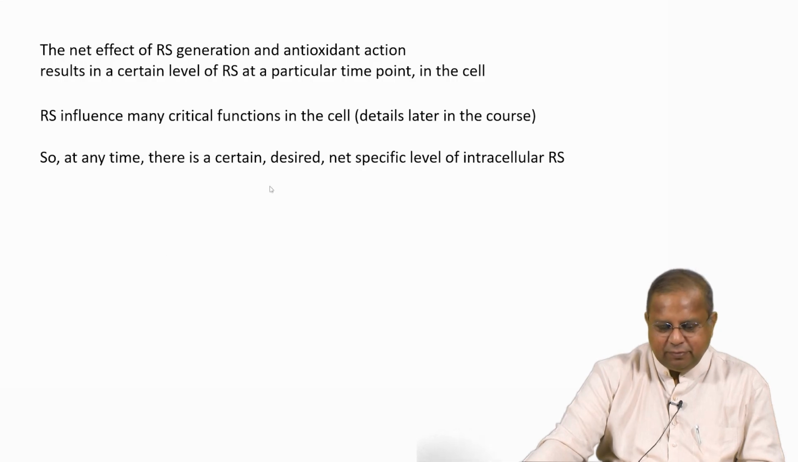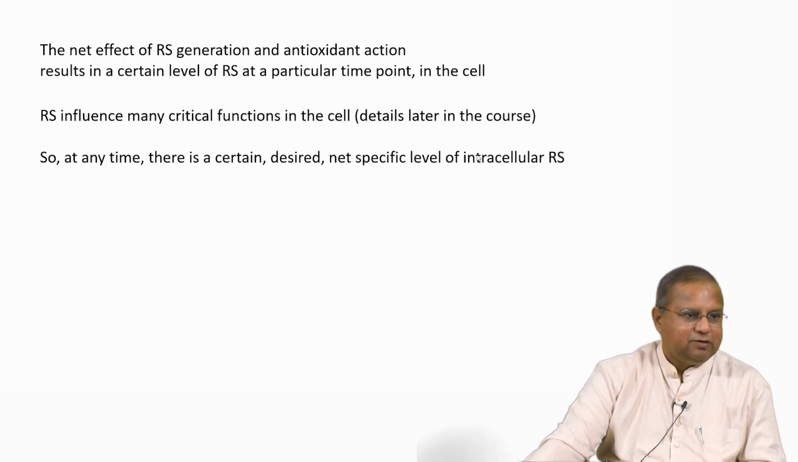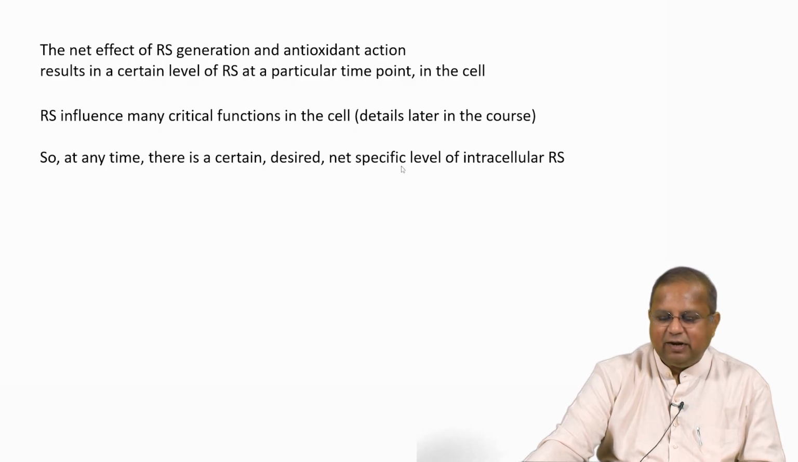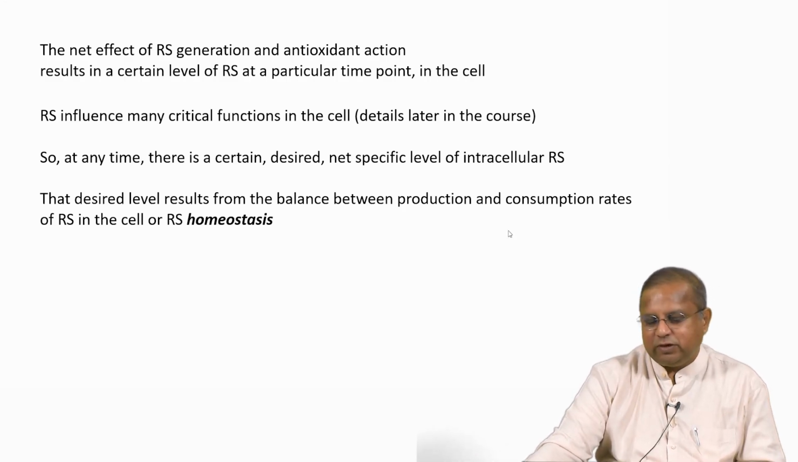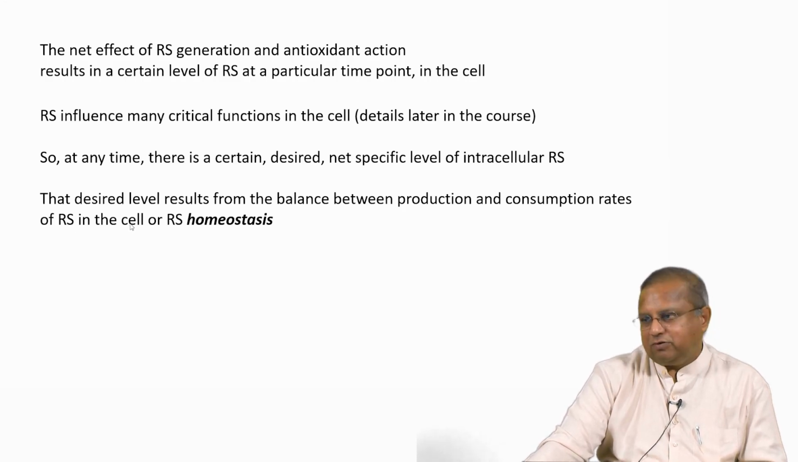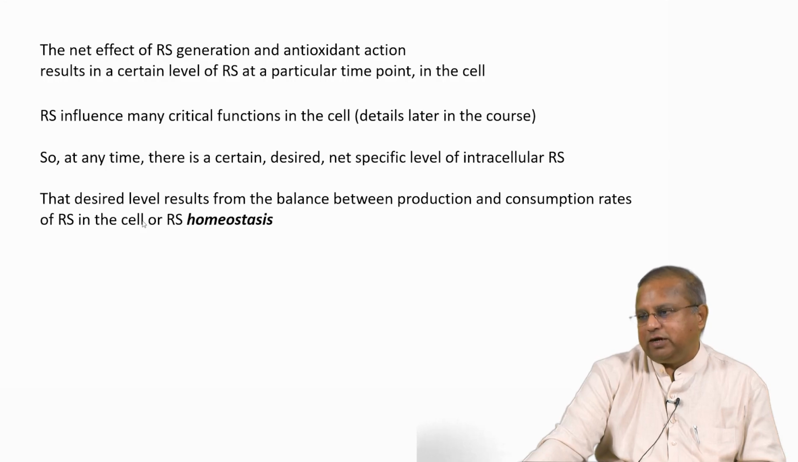So, at any time there is a certain desired net level of intracellular reactive species. They are necessary for the cell. The reactive species, reactive oxygen species especially, and reactive nitrogen species, reactive sulfur species, they are all essential for the cell. That desired level results from a balance between the production and consumption rates, right. This is a dynamic system, you can make sense of it only through rates. This balance of production and consumption rates of reactive species in the cell is called reactive species homeostasis. So, the desired level is the homeostatic level.